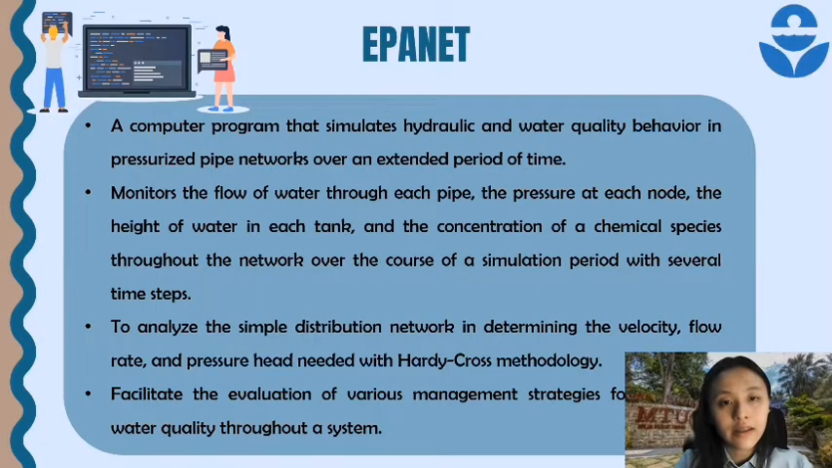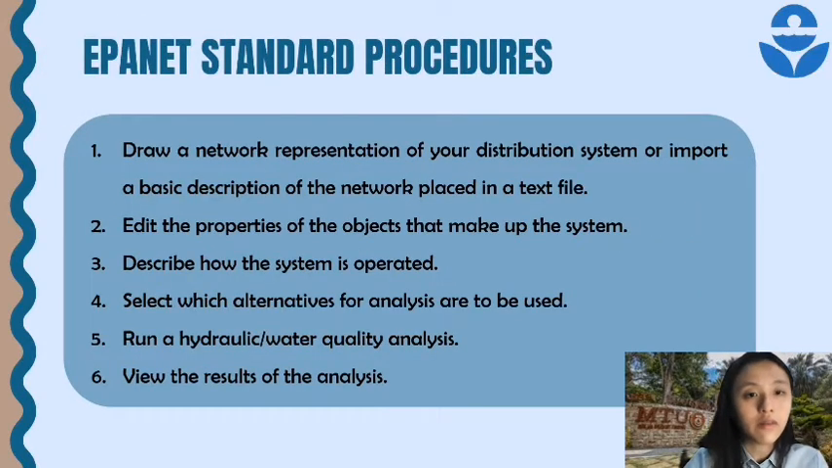For our project, EPANET is used to analyze the simple distribution network and determine the velocity, flow rate, and pressure head needed with the Hardy Cross methodology, as it facilitates the evaluation of various management strategies for enhancing water quality throughout a system. So this is the standard procedure where we have to draw the network representation of our distribution system, and edit the properties and describe how the system is operated. Then we must select the alternative for analysis and run it to view the result.